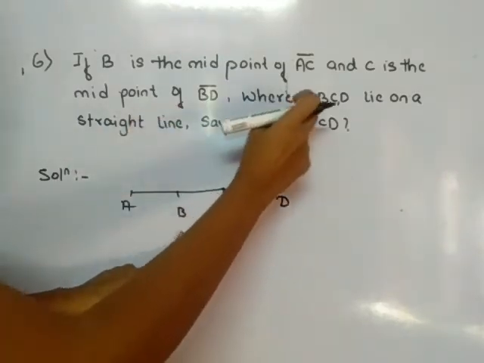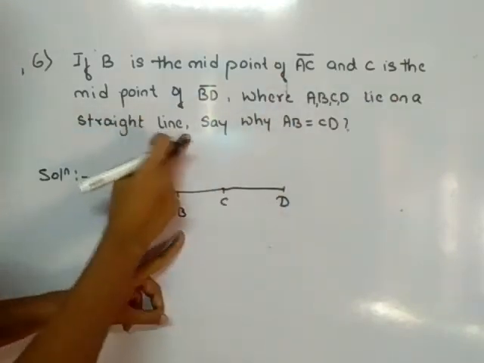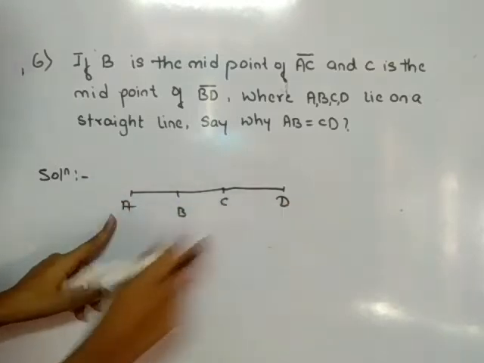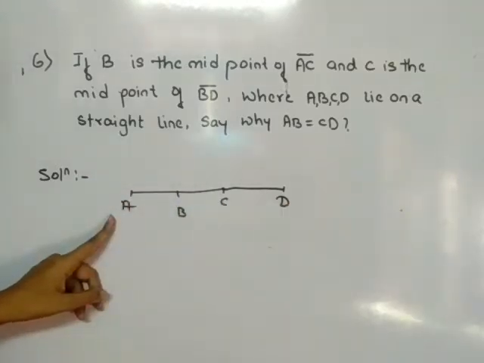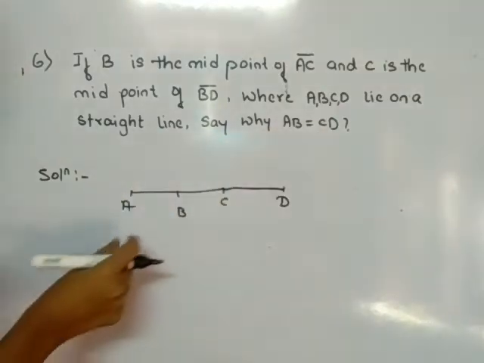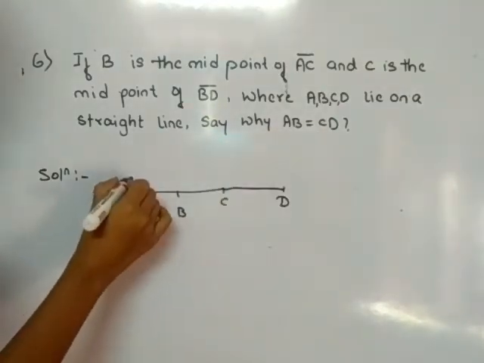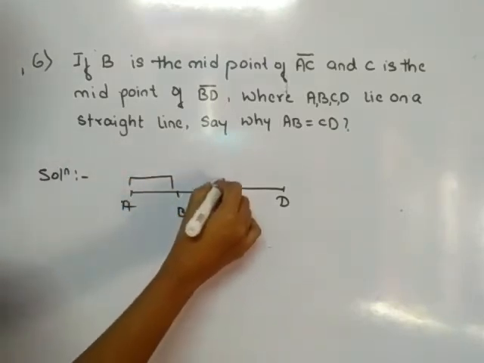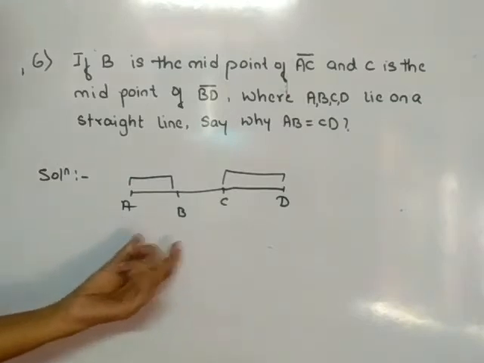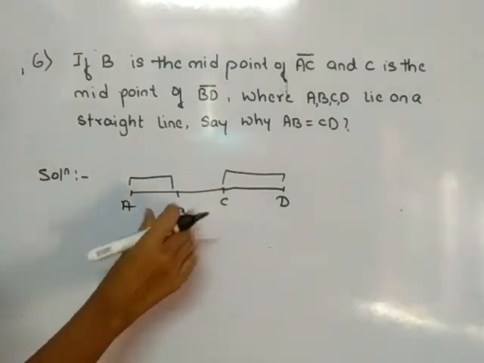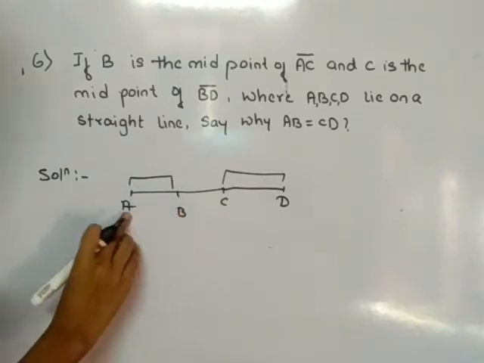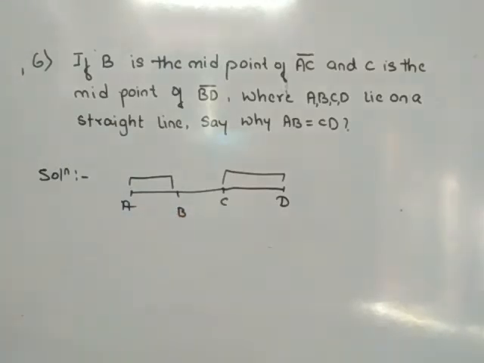Now, ABCD lie on a straight line. You can see that A, B, C, D are points lying on a straight line. Yes or no? So, next we need to show why AB is equal to CD. AB is this much, and we need to show that this is equal to this. To show that, as you all know, B is the midpoint of AC, right? If B is the midpoint of AC, then AB will be equal to BC, right?